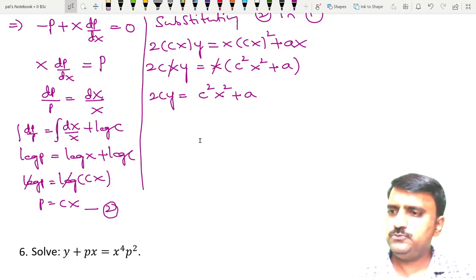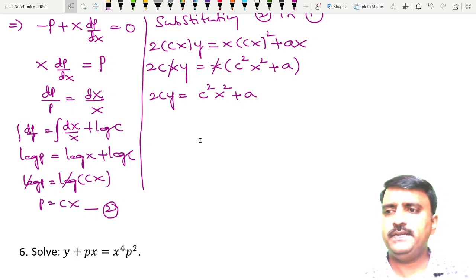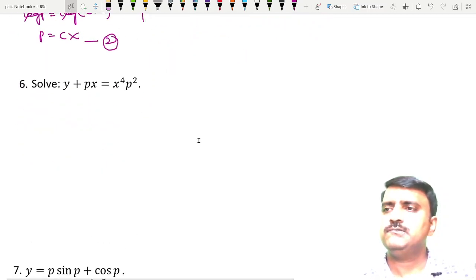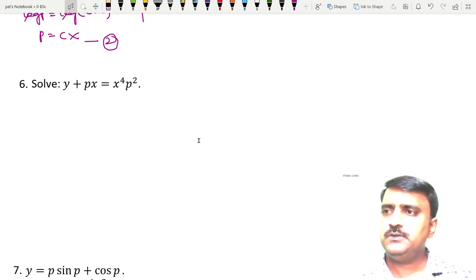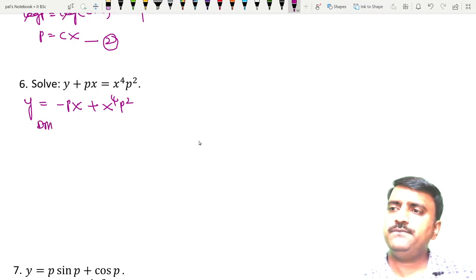y is equal to px plus x to the power 4 into p square. You write this equation as y is equal to minus px plus x to the power 4 into p square. So differentiate this with respect to x. You take this equation as 1.